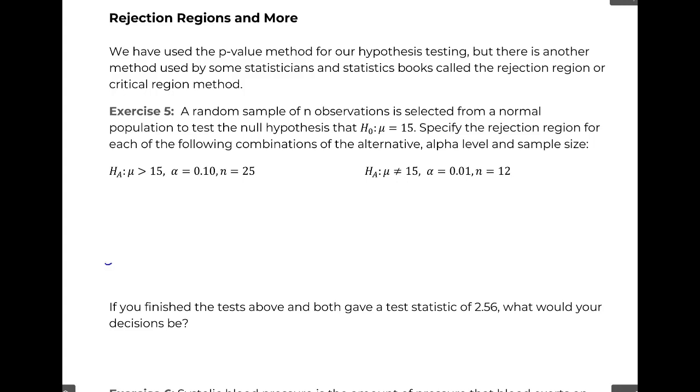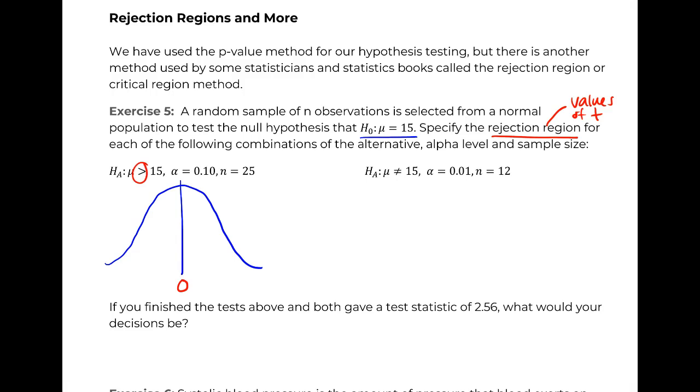This first example, we're testing whether or not mu is equal to 15, right? That's our null. So we're going to center our normal distribution at 15. We have an alpha of 0.10, we have an n of 25, but we don't have anything else. So we're talking about rejection regions. Rejection regions are basically values of t where we would reject. So instead of looking at this one, I realize now I need to be looking at a t distribution which is centered at 0. What matters here is, since we have the greater than, we're looking at a right-tailed test.